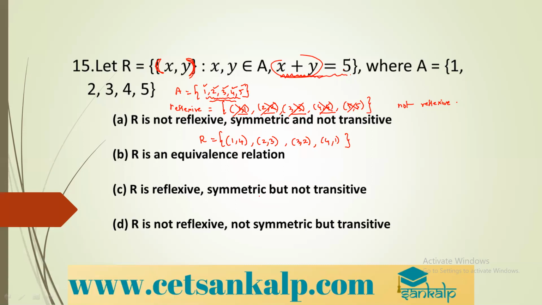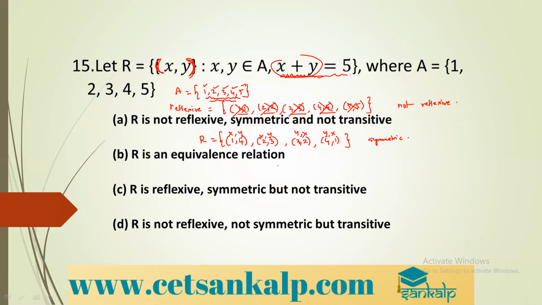So, looking at this relation which I made, I can say that R is symmetric. Why is it symmetric? Because if (x, y) is there, (y, x) is also there. If (x, y) is there, (y, x) is also there. That is why it is symmetric.